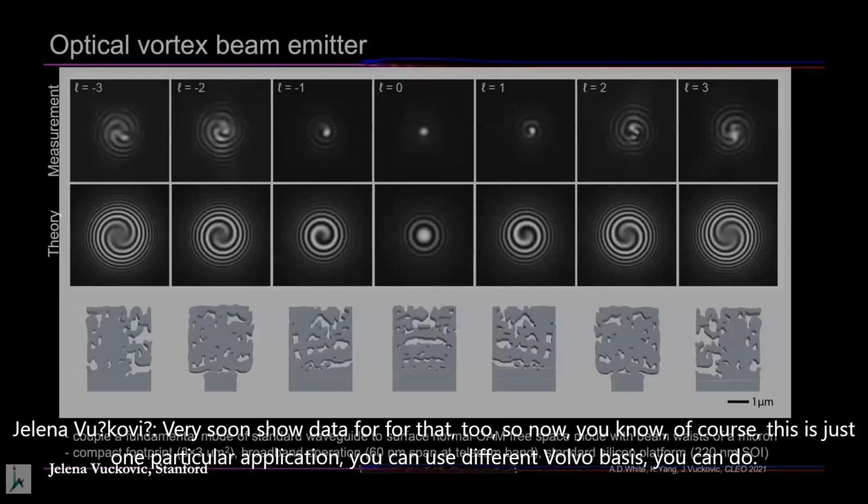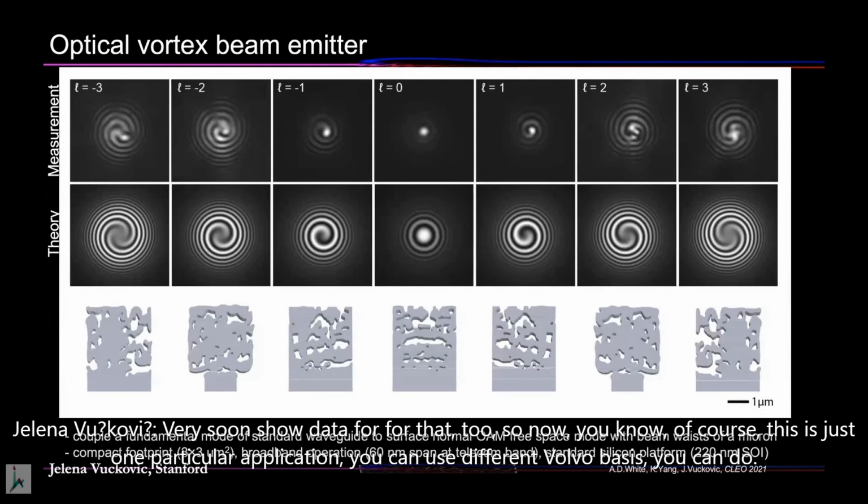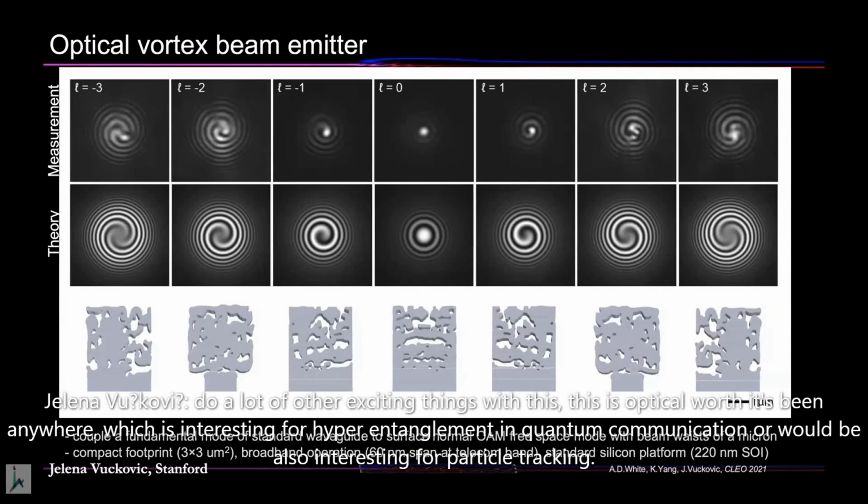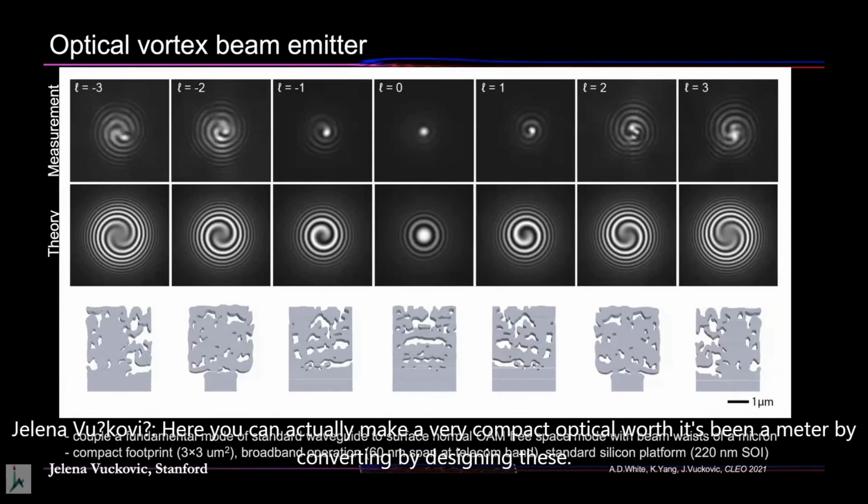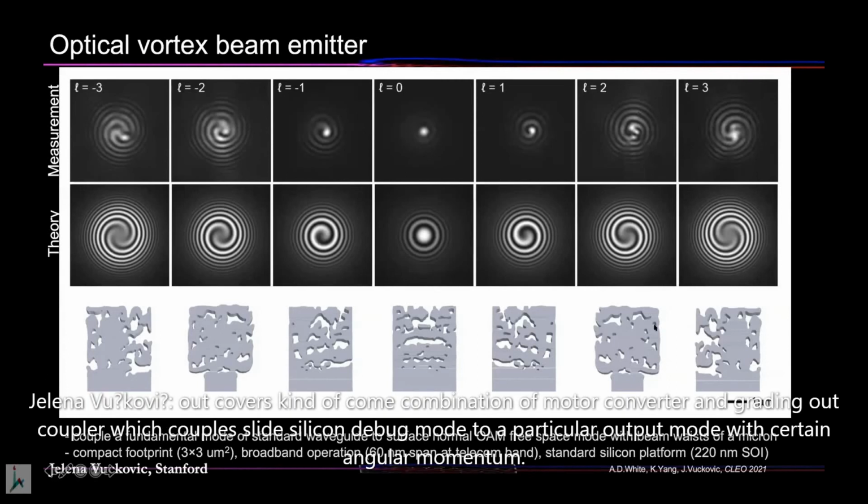So now, of course, this is just one particular application. You can use different modal bases. You can do a lot of other exciting things with this. This is optical vortex beam emitter, which is interesting for hyperentanglement in quantum communication, or it would be also interesting for particle trapping. Here, you can actually make a very compact optical vortex beam emitter by designing these outcouplers, kind of combination of mode converter and grating outcoupler, which couples the slab silicon waveguide mode to a particular output mode with a certain angular momentum.